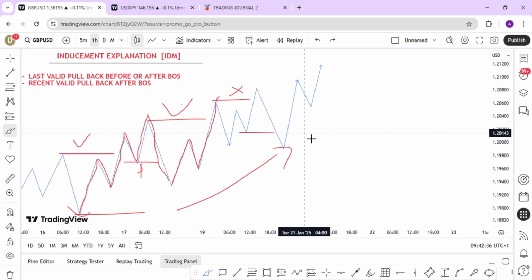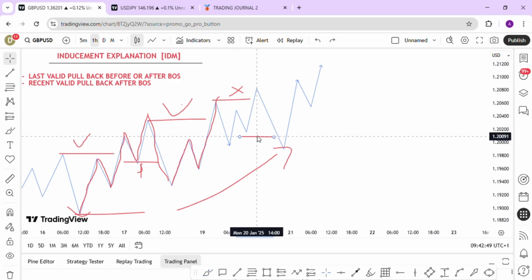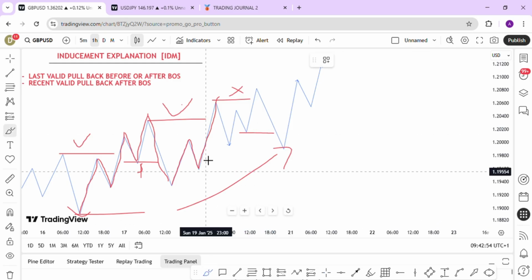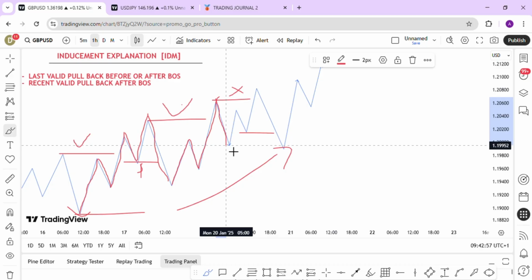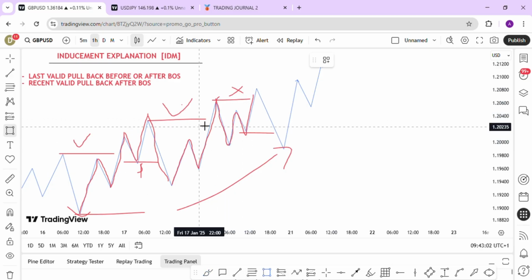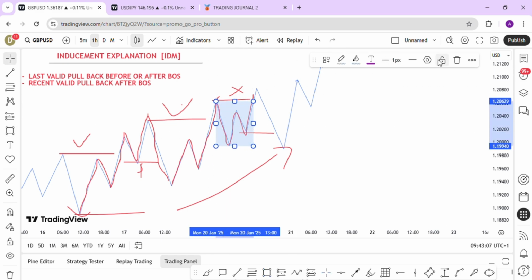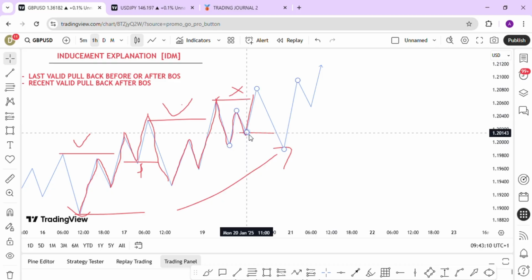So in order to avoid this trap, you have to be sure that your break of structure takes out inducement before it closes above the structure. So in this situation now, this is going to be our valid pullback. This is a minor, because if you look at it like this, this is the major pullback. The pullback inside is inside this level. You can see this pullback. But in the other video, I'll get there and explain the minor and the major pullback.